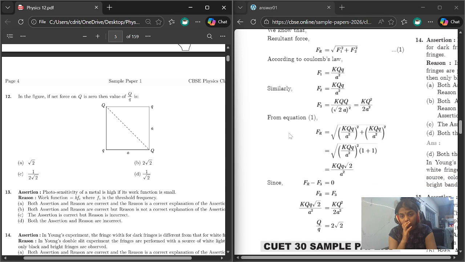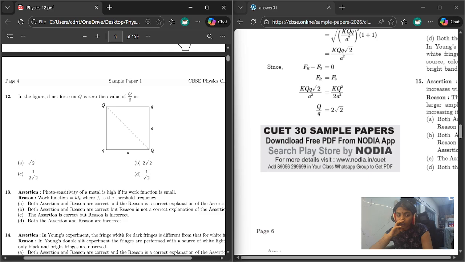From this equation we can say Fr, that is the resultant force, is equal to under root of (kQq by a square) plus (kQq by a square) the whole square, which is equal to kQq by a square the whole square into 1 plus 1. This will give us the answer, 2 root 2.